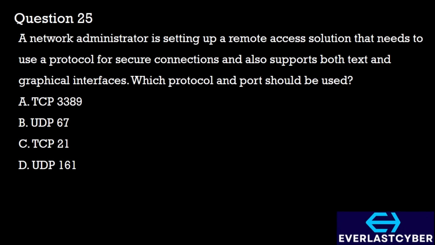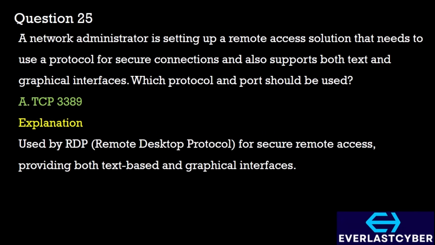TCP 3389 is used by the Remote Desktop Protocol for secure remote access. UDP 67 is used by DHCP for assigning IP addresses. TCP 21 is used by FTP for file transfers, while UDP 161 is used by SNMP for network management. So with respect to the scenario where the network administrator has to set up a remote access solution, this will be done using ports TCP 3389, which is option A.